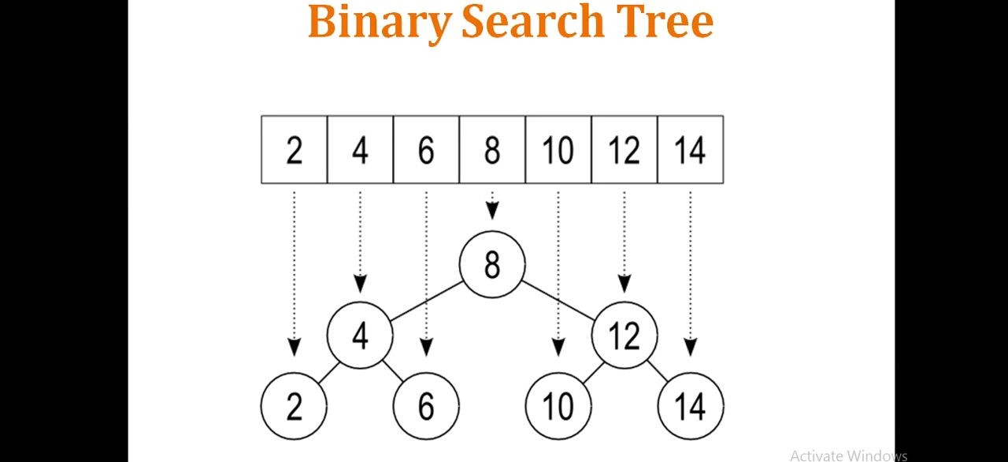You can see in this example we have one sorted array: 2, 4, 6, 8, 10, 12 and 14. From this sorted array we are going to construct a tree such that whenever we search for any particular element in that tree, it becomes very easy to find.